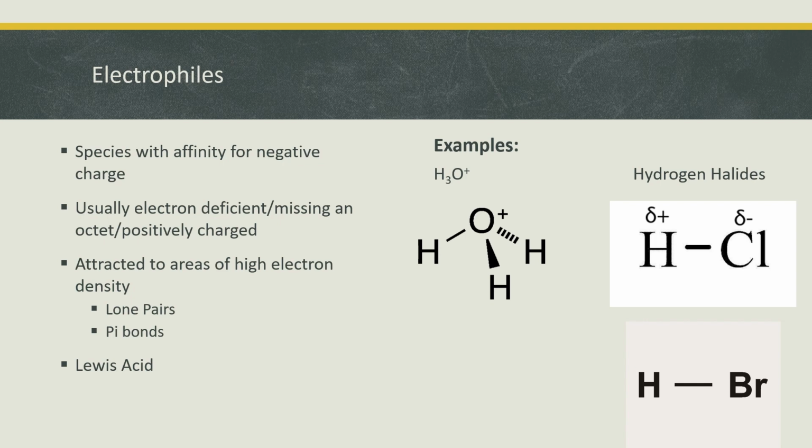And some common electrophiles in organic chemistry include the hydronium cation here, and hydrogen halides, whose polar bond creates a partial positive on the hydrogen that helps it act as an electrophile.